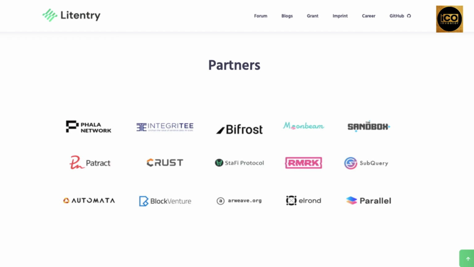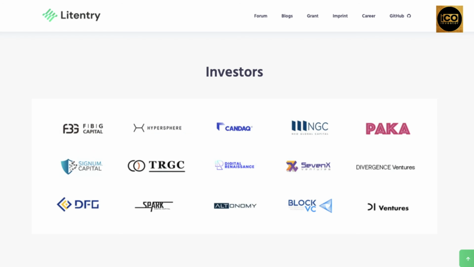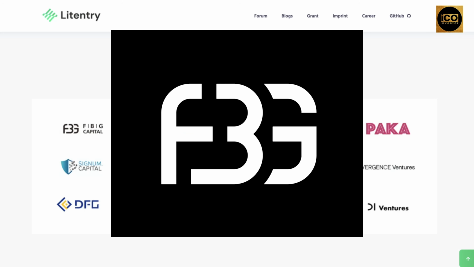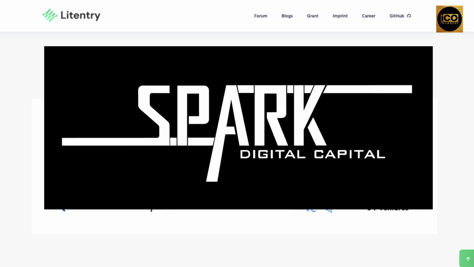Here are the partners of Litentry. Phala Network, Sandbox, Bifrost, Parallel, and more. And here are the investors of Litentry: FBG Capital, Hypersphere, Signum Capital, Spark Digital Capital, and many more.